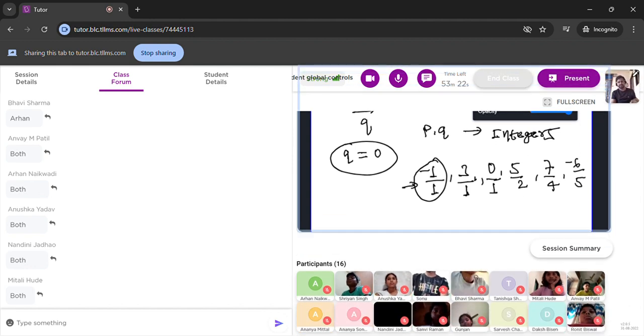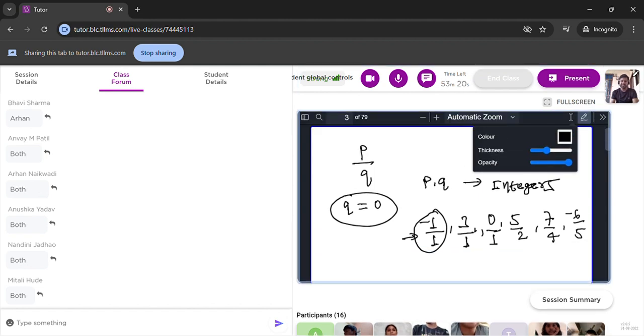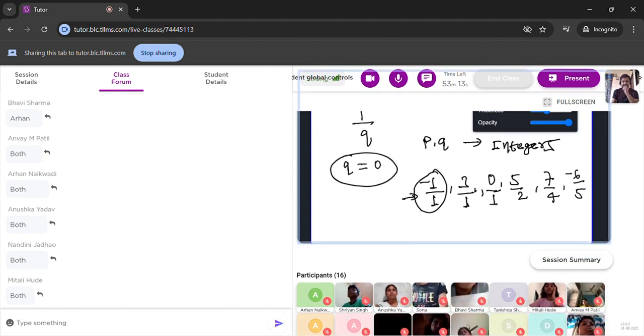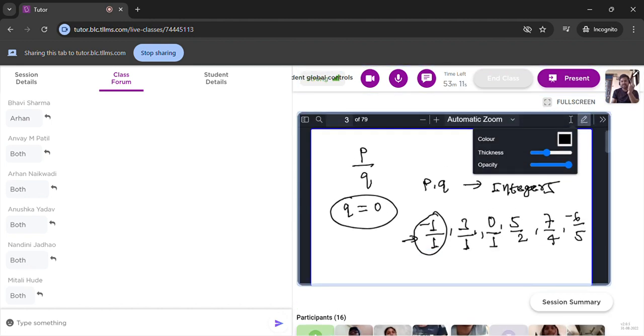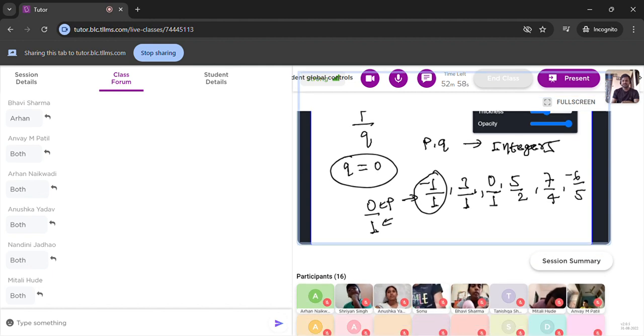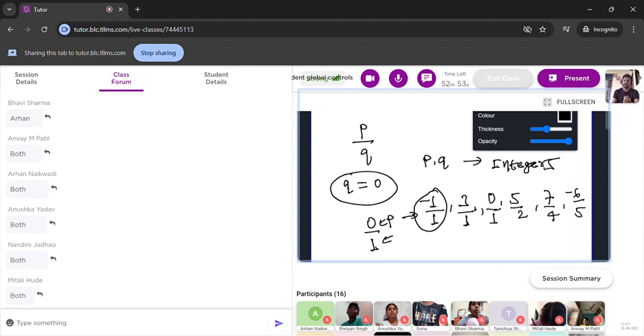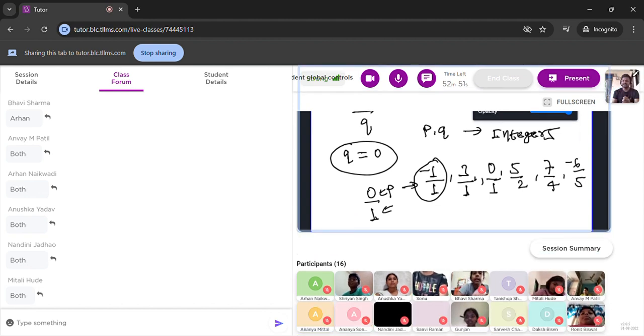Okay, good. But I am mainly expressing it in the form of p by q. That's why I have written 1 in the denominator. Okay, got the point? So that you can understand whether this one is rational or not. So this 0 we can write in the form of p by q. In place of p, 0 is here, and in place of q there is 1. That's why 0 is also a rational number.